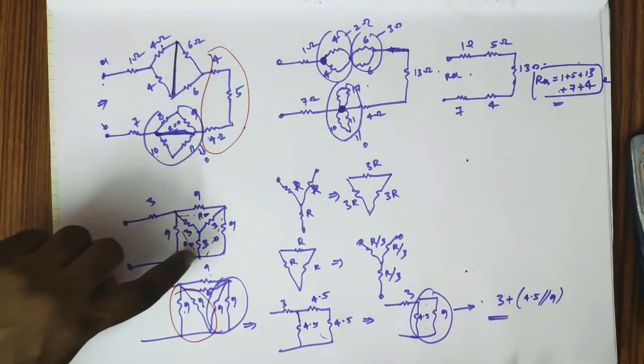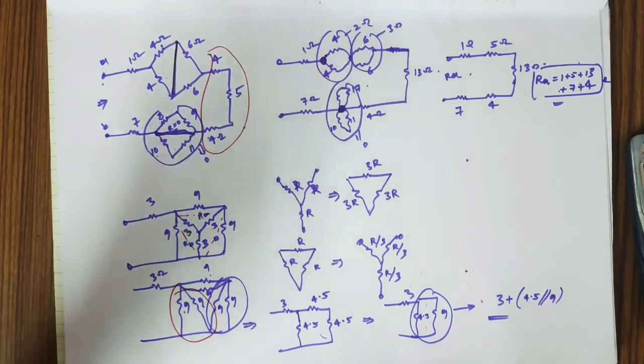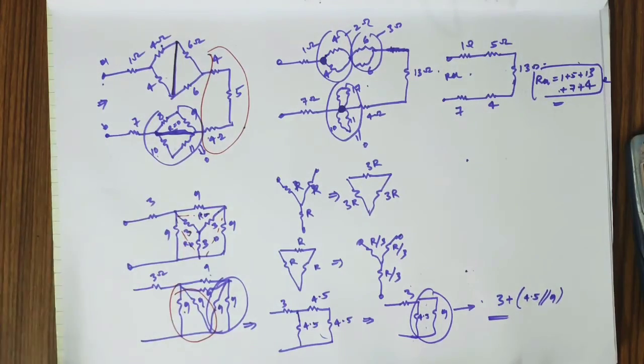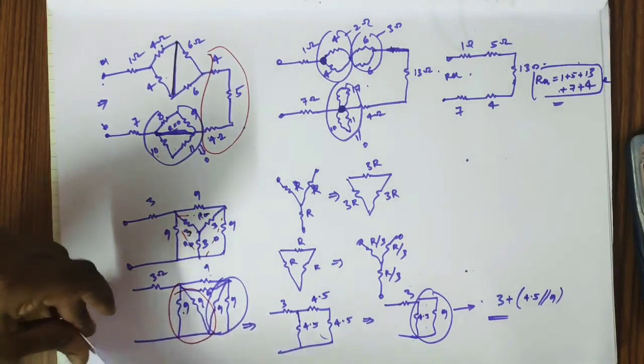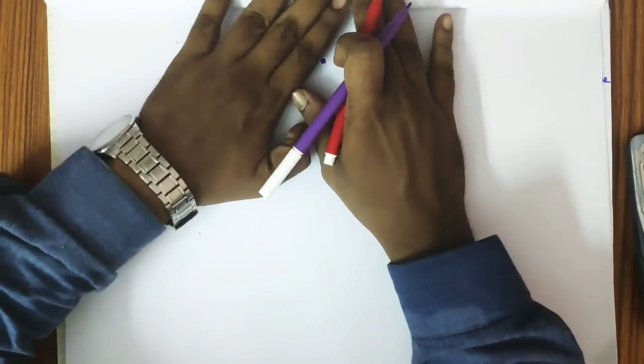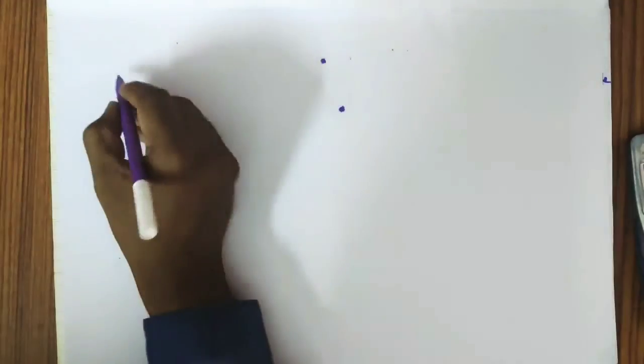So if you have star elements connected with equal values, you convert them into delta, and delta elements connected with equal values, you convert into star. Okay. Now we'll do one more interesting sum. When you come to transients, for EEE students, in the second semester you have a transients unit, and for EC students in the second semester you have transients. Now I will give one problem. So don't panic.